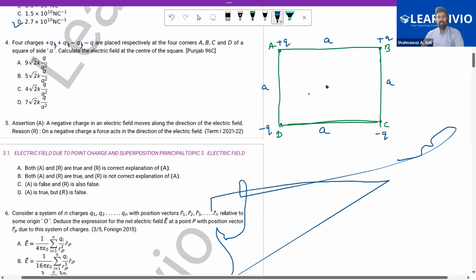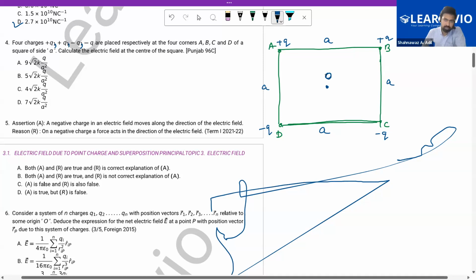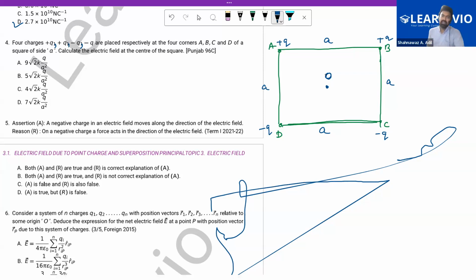So to calculate the electric field at the center, we need the separation. Let's say this is O. This time we will not write in the IJK form, because it will take some time. That would be easy again, but it will take some time. So what we can do is, we know that this diagonal would be how much?